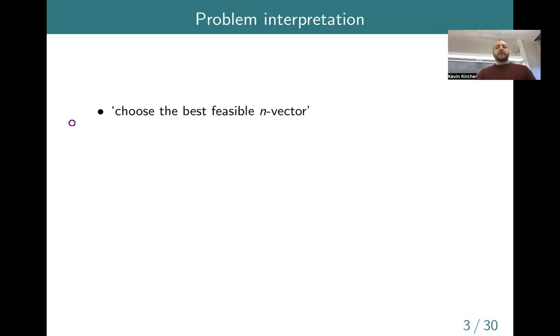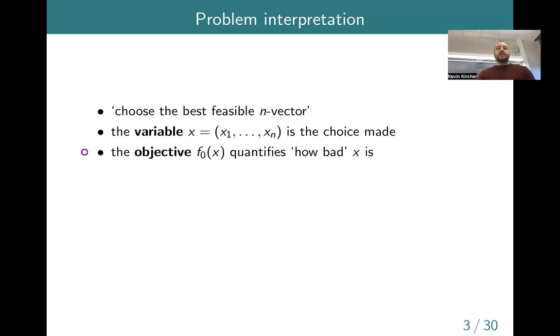Okay, so how do we interpret this? Basically, the problem is to choose the best feasible, and I'll define what feasible means in a sec, n-dimensional vector. The variable x is the choice that we're making, or the action that we're going to take. And the objective, this function f0, quantifies how bad x is. So we want to minimize that. We want to come up with the least bad solution.